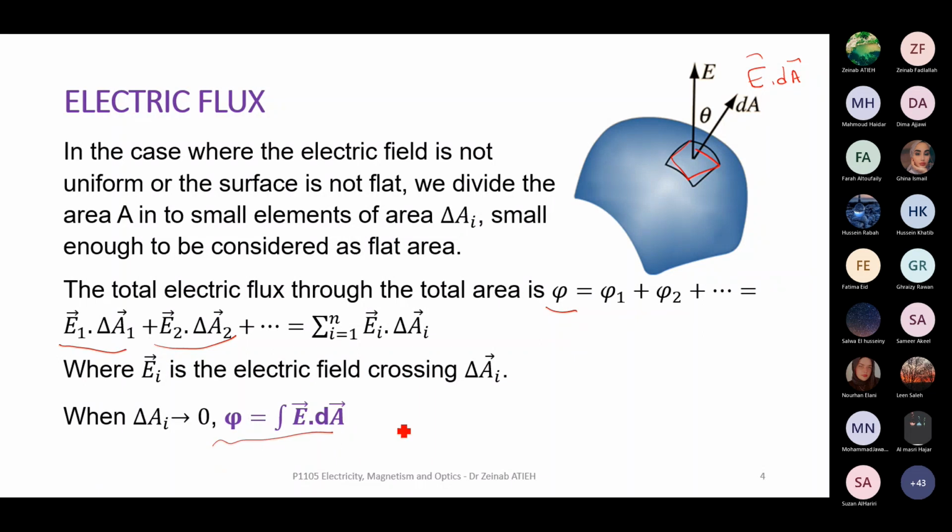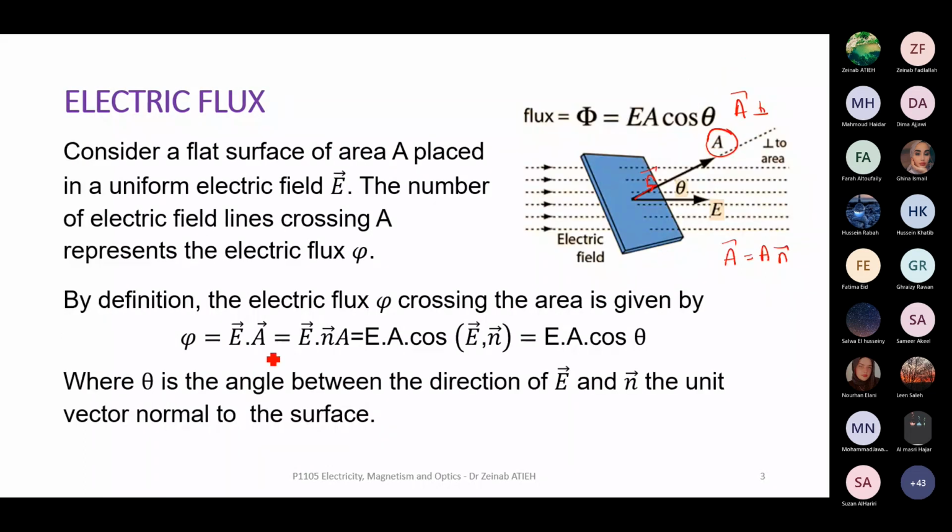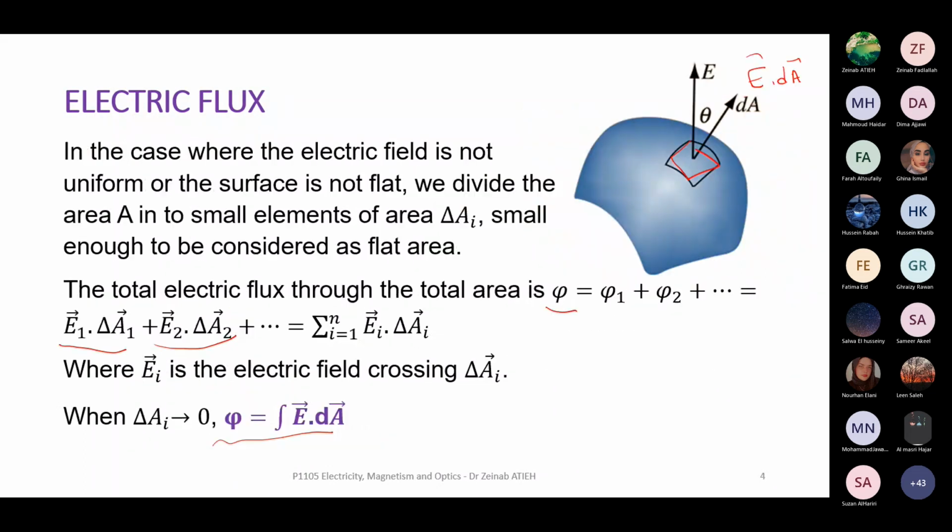So phi, the electric flux, in this formula phi equals integral of E dot dA, is the electric flux crossing an area A. This area A may not be flat, or the electric field crossing the area is not constant. So I can't simply say phi equals EA. I have to say that phi equals the integral of E dot dA. What is this? This is the electric flux crossing an area A.